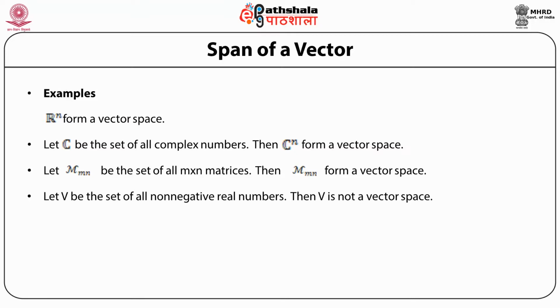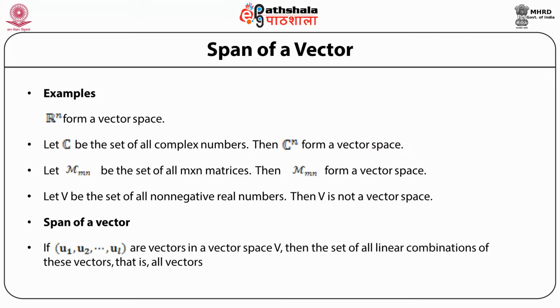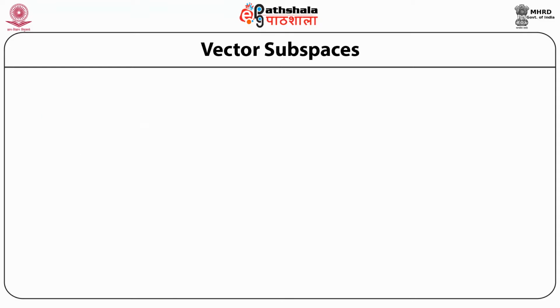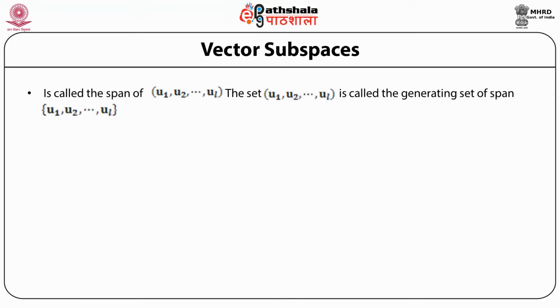We will now discuss the span of vectors. If u1, u2 and so on till ul are vectors in a vector space V, then the set of all linear combinations of these vectors, that is, all vectors of the form a1 u1 plus a2 u2 plus so on till al ul, where a1 to al are arbitrary scalars, is called the span of vectors u1, u2 and so on till ul. The set u1, u2 and so on till ul is called the generating set of the span.